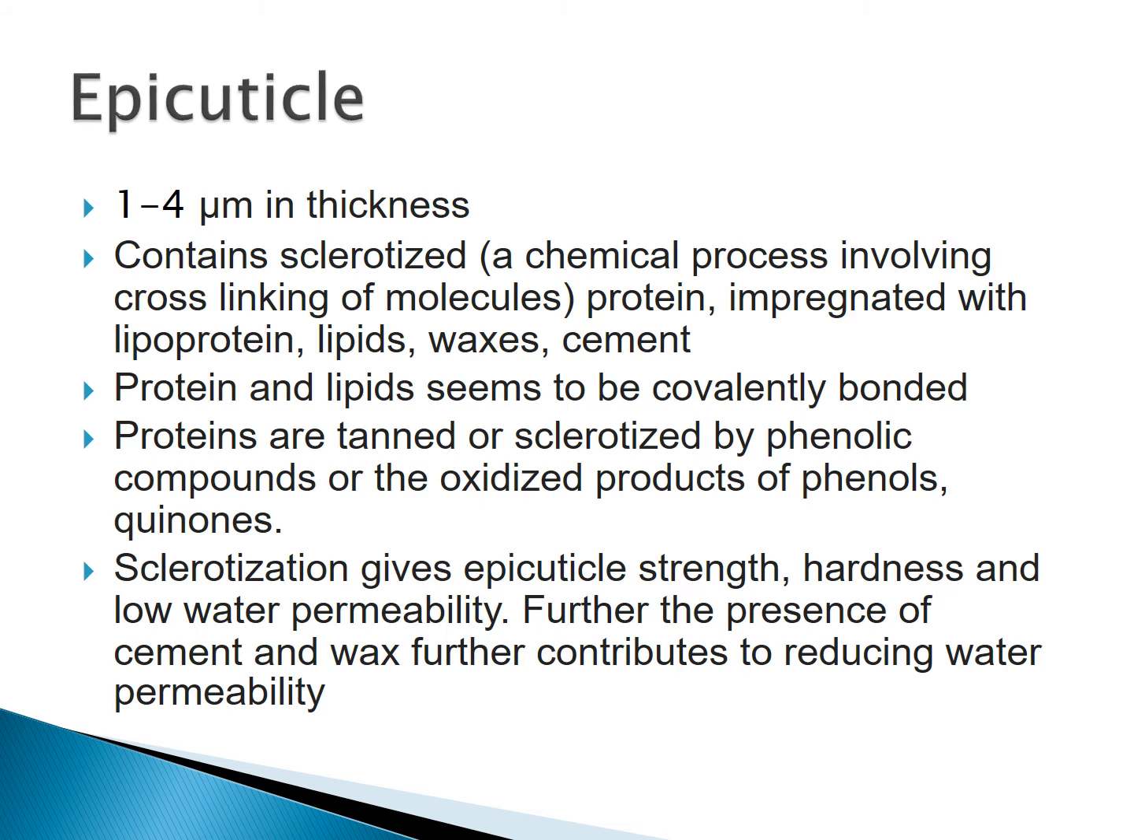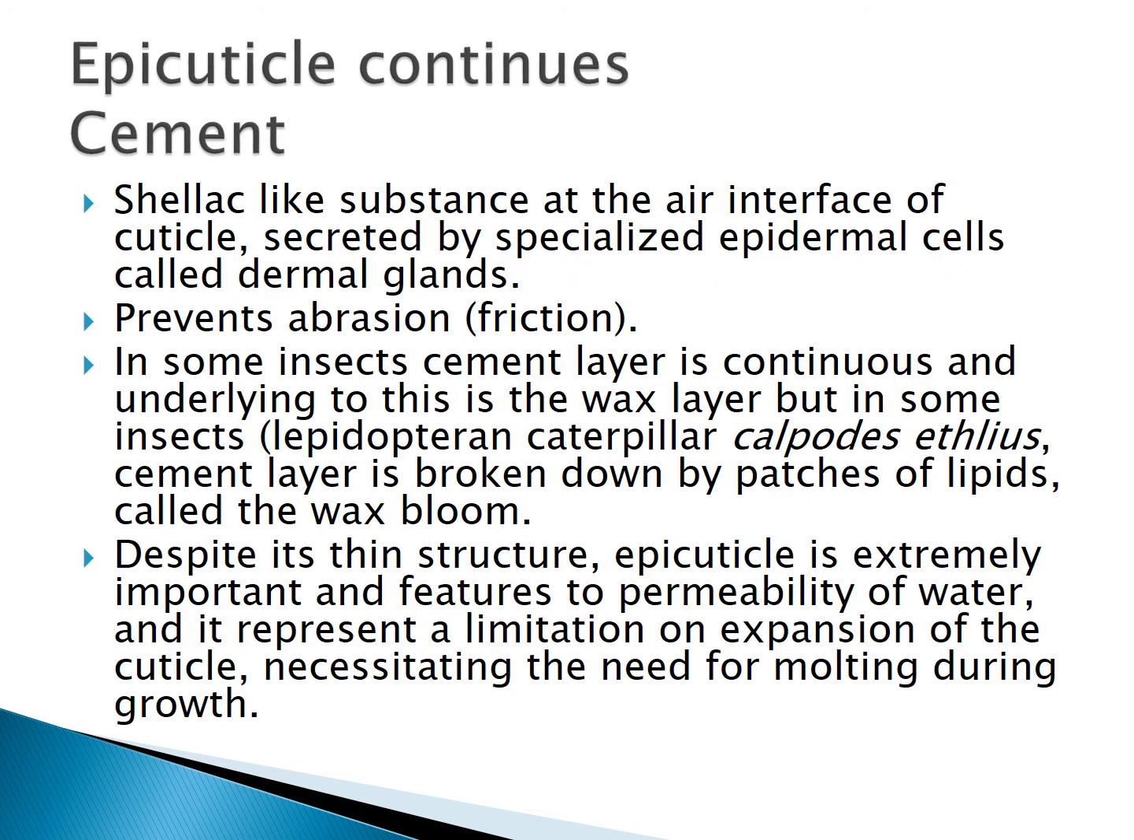Epicuticle is 1 to 4 micrometers in thickness and contains sclerotized proteins, sclerotization being a chemical process involving cross-linking of molecules, impregnated with lipoproteins, lipids and wax cements. Protein and lipids seem to be covalently bonded. Proteins are tanned or sclerotized by phenolic compounds or oxidized products of phenols, quinones. Sclerotization gives the epicuticle strength, hardness, and low water permeability. Further, the presence of cement and wax contributes to reducing water permeability.